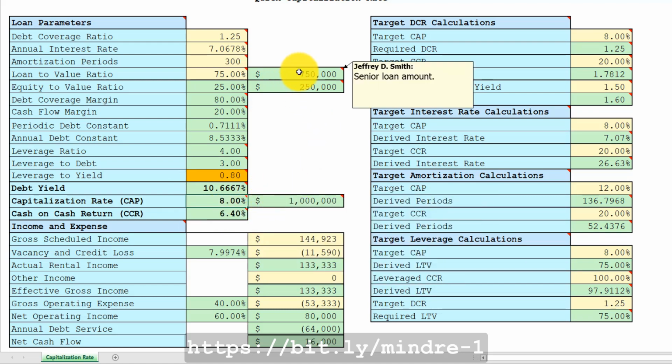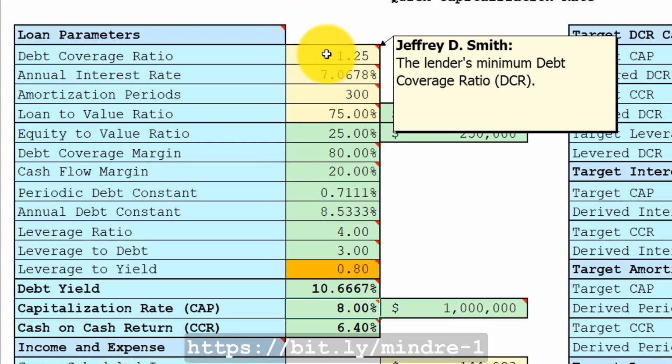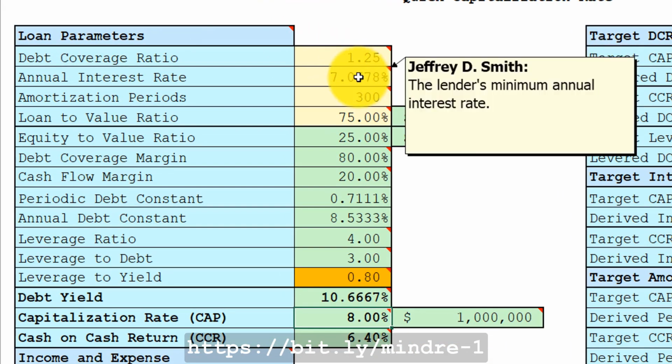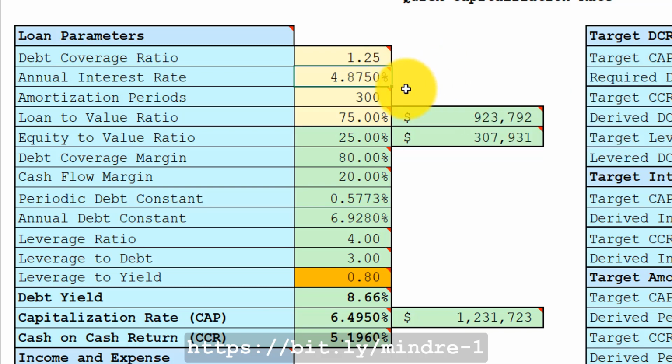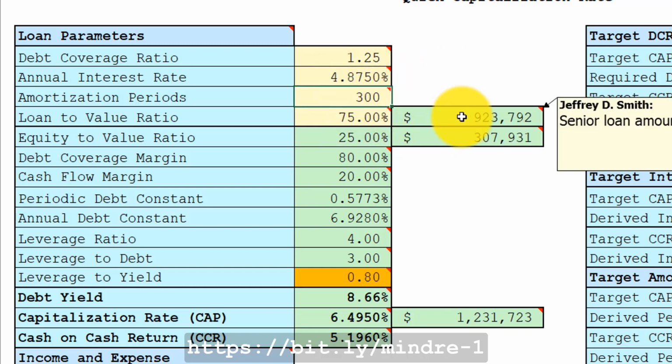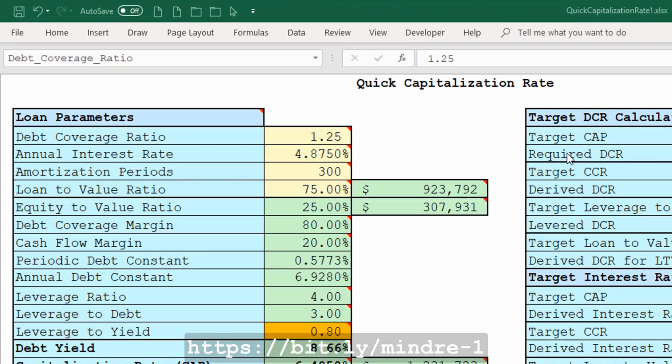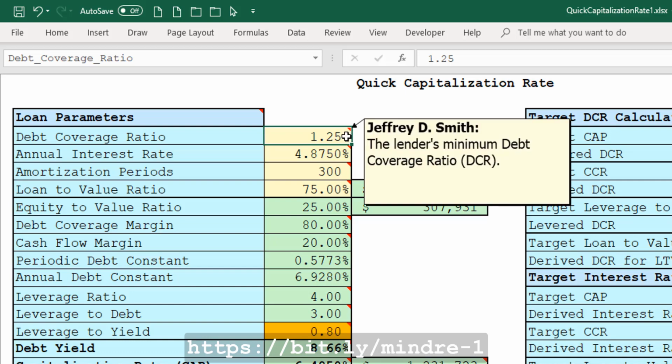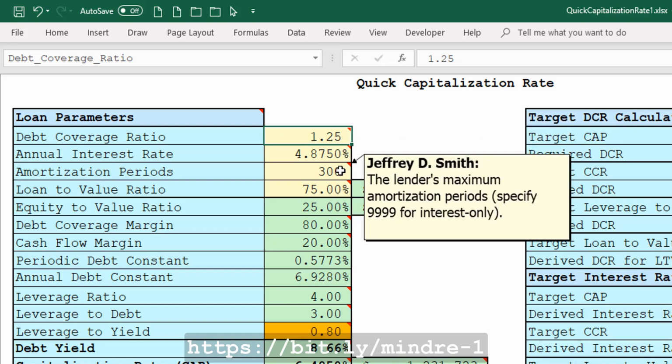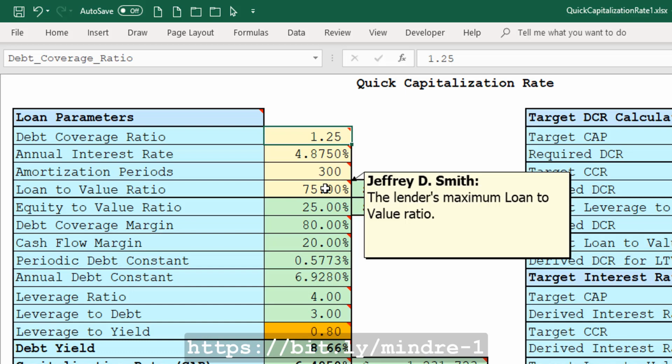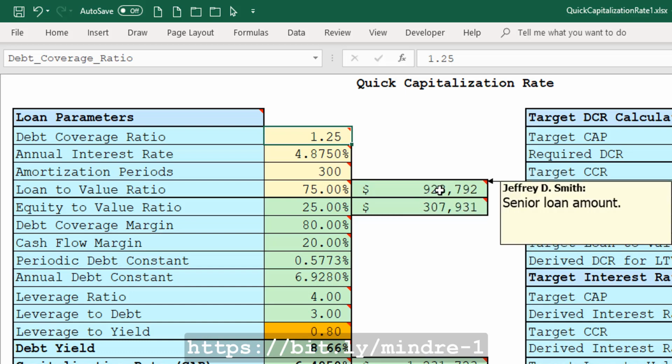Now, the mortgage broker had another scenario, 1.25 approximately debt coverage ratio with a 4.875% loan, 25-year amortization, and he wanted to borrow $900,000. The mortgage broker wanted to close a $900,000 refinance with a debt coverage ratio of 1.25, 4.875%, 300 periods, that's 25 years, and he did not mention the loan to value ratio. He wanted a $900,000 loan.